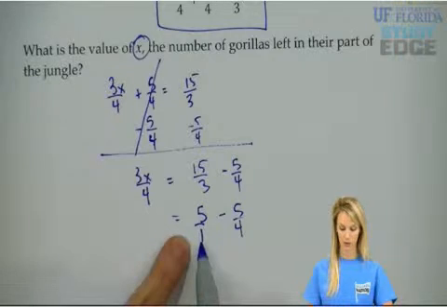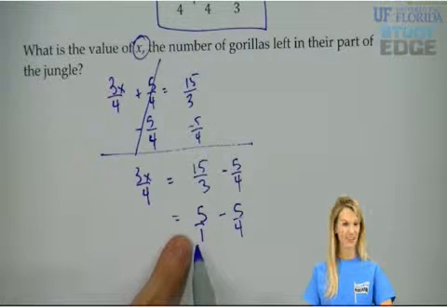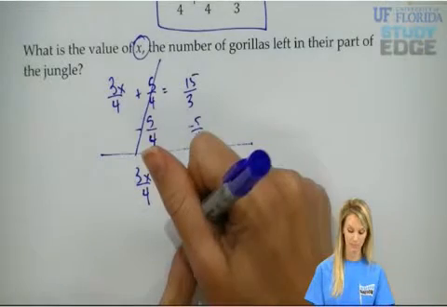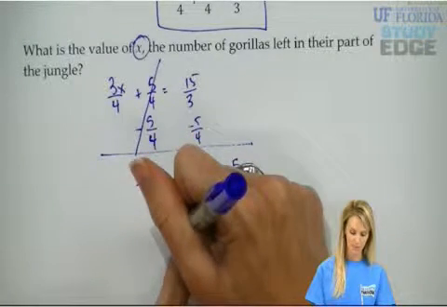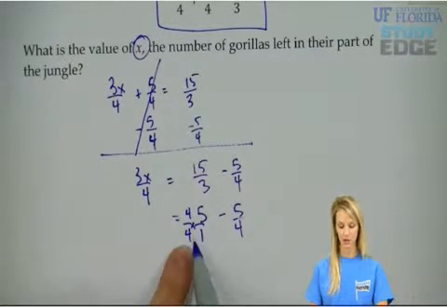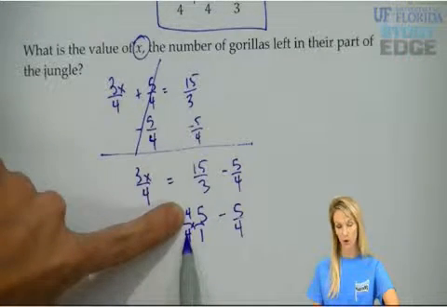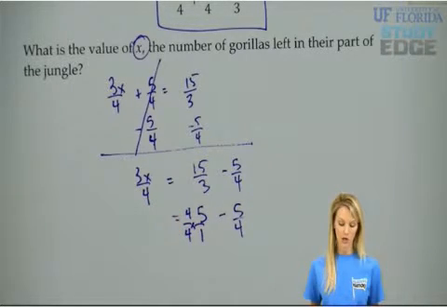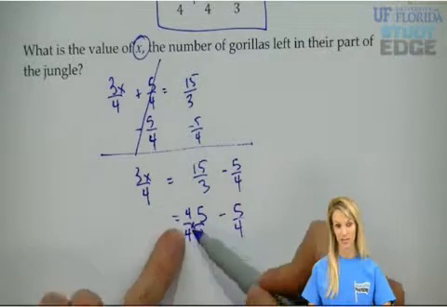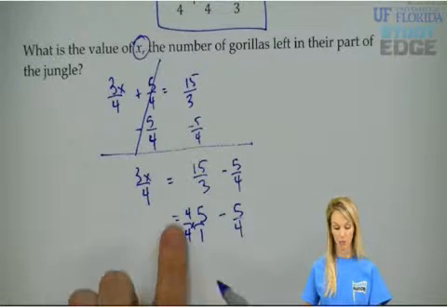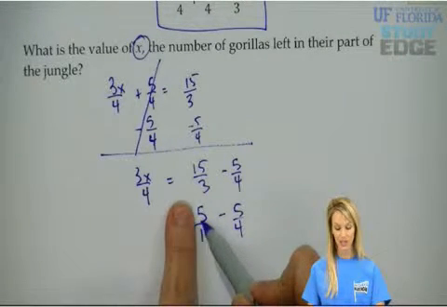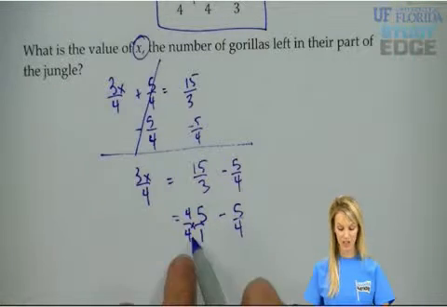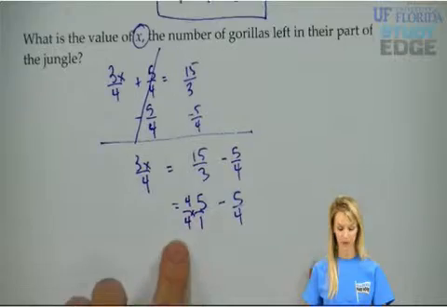So how can I make this 1 a 4? How can I do that? Well, multiplying. I'm going to multiply the top and the bottom by 4. See what I'm doing here? If I multiply by 4 over 4, I'm taking 4 over 4 times 5 over 1. You guys remember that any number over itself is just 1. So multiplying by 4 over 4 is really just multiplying by 1. It's keeping it the same number. All we're doing is changing what's on the bottom.